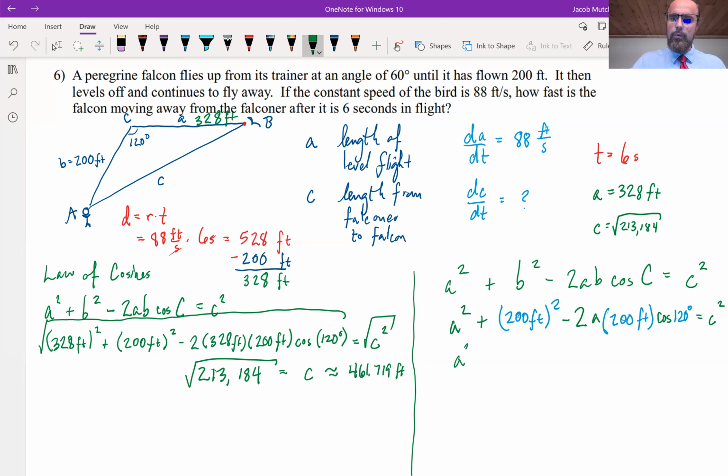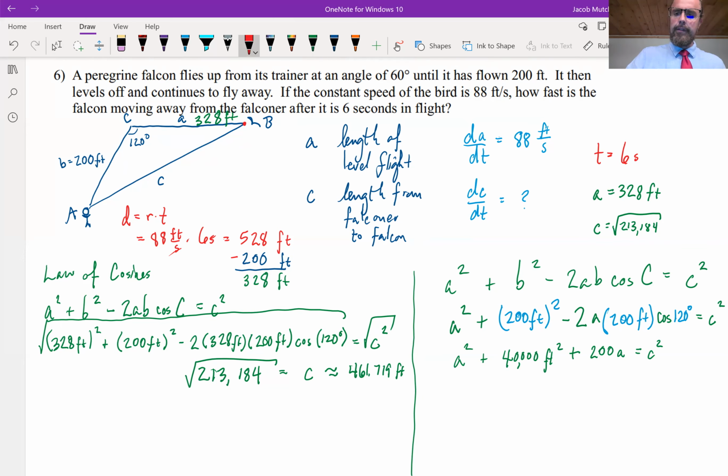So let's simplify it so we can see what we're looking at. It's a squared plus 40,000, so 40,000 square feet, minus, so cosine 120 is going to be negative half. And if I multiply that times negative 2, that's going to make this positive 1 times 200a, and that equals c squared. So now that's a simplified version that now I can take the derivative of.